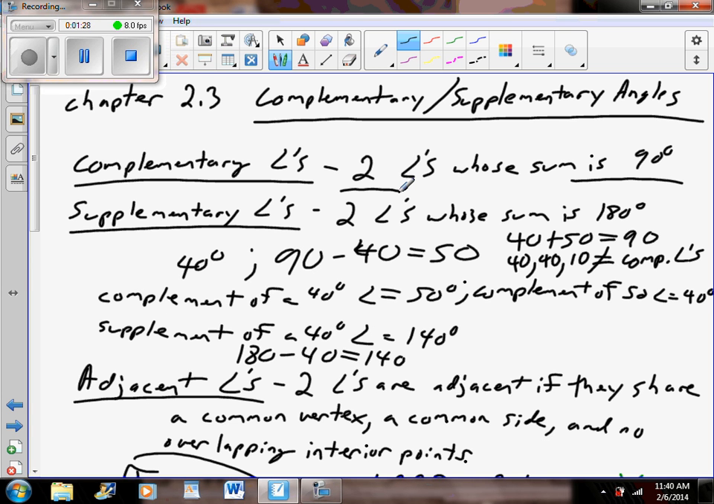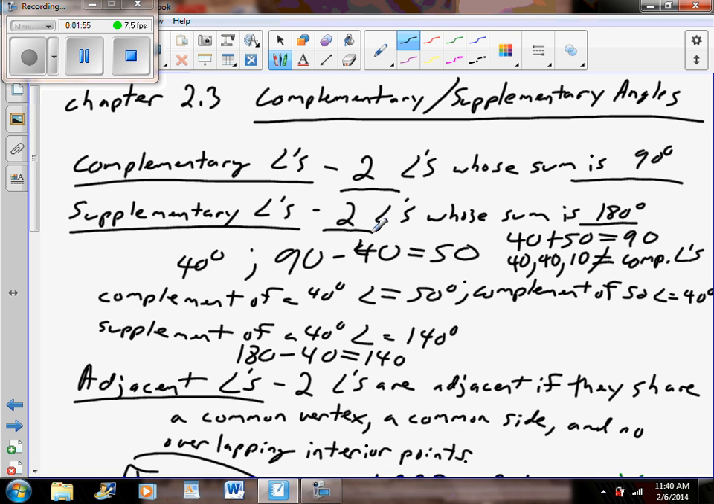Supplementary angles are two angles whose sum is 180. And I want to stress the 180 and the number 2. Not three angles whose sum is 180, but 2. You're going to see these recurring very often in studies of geometry, and you'll see them again if you ever take trigonometry. You'll see especially the complementary angle pairs used a lot.